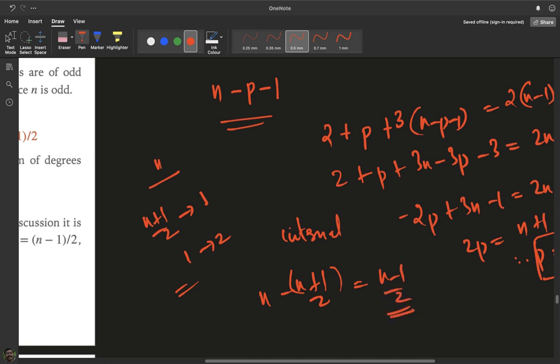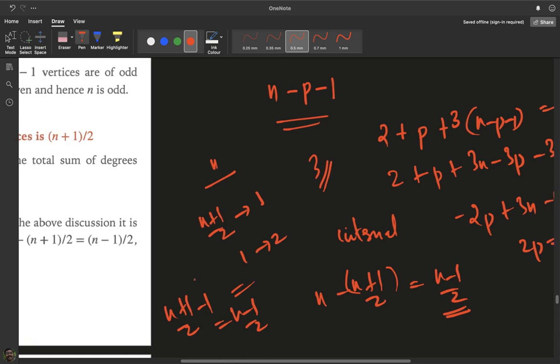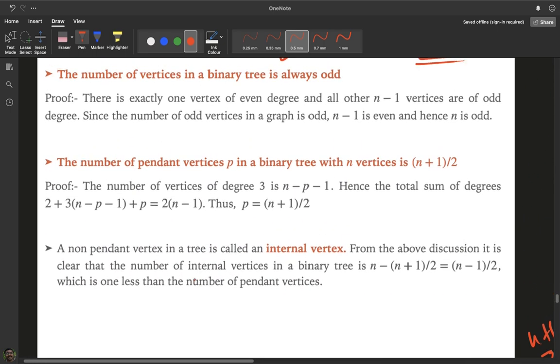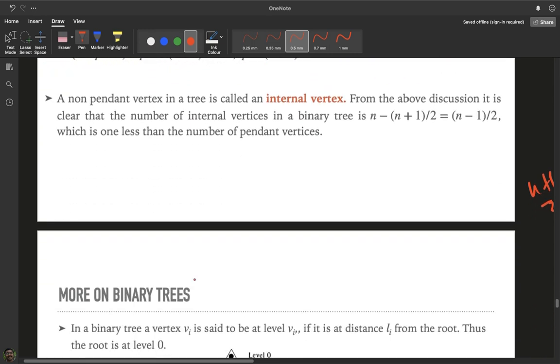And you can also find the number of vertices with degree 3. You can also see that the number of internal vertices is 1 less than the number of pendant vertices. Why? Because (n+1)/2 minus 1 is actually (n-1)/2. So I can deduce that the number of internal vertices is 1 less than the number of pendant vertices. That is also clear from there. So we have discussed all these things here. Now let us move forward.